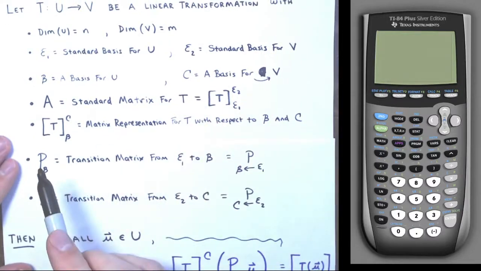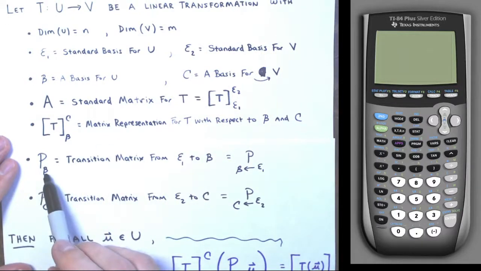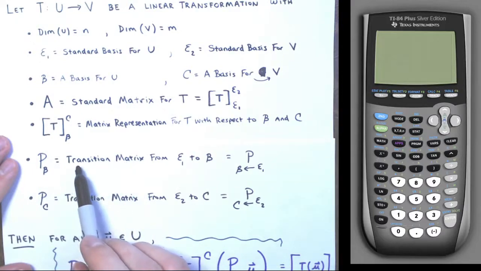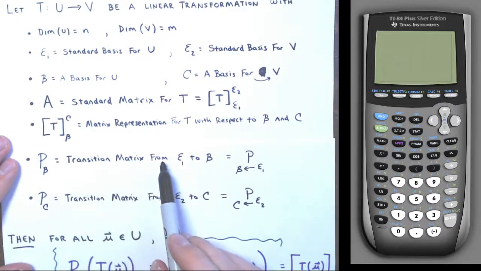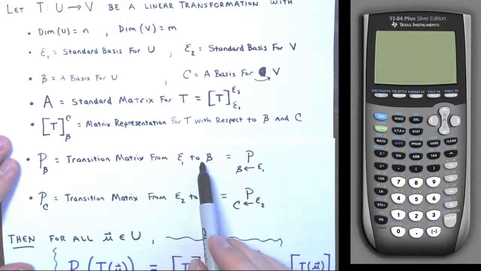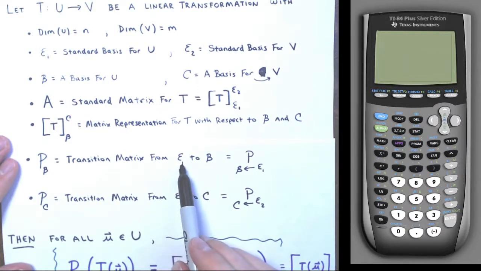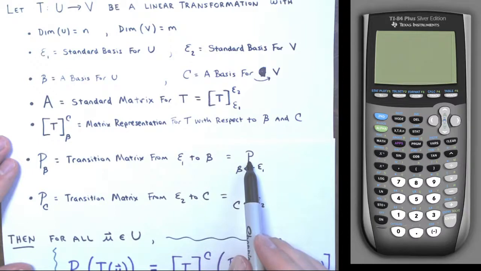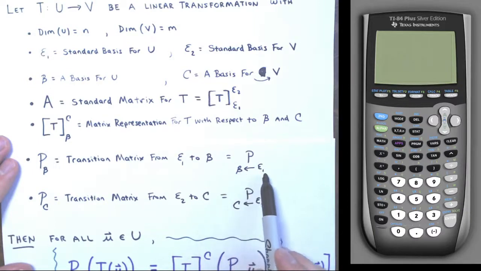There was this P sub B matrix. This was the transition matrix, or the change of coordinates matrix, from basis E1 to B. So changing from coordinates relative to the standard basis of the domain to this other basis of the domain. Another way you could express that is P with the E1 arrow B, going from right to left as it's usually notated.